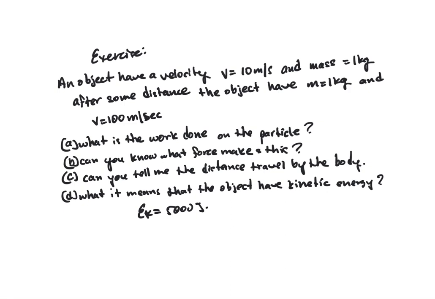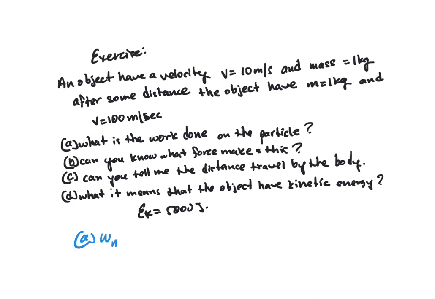Hello, so I'll be testing test 2 part 1 exercise 1. An object has a velocity of 10 meters per second and a mass of 1 kilogram. After some distance, the object has a mass of 1 kilogram and a velocity of 100 meters per second. So A is telling us to find the work done by the particle.